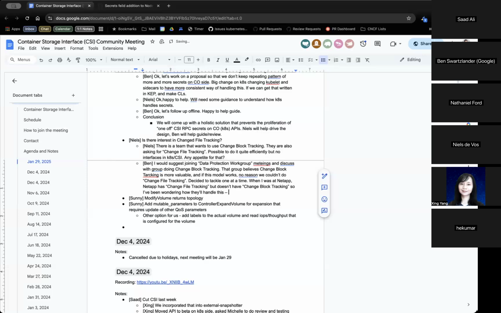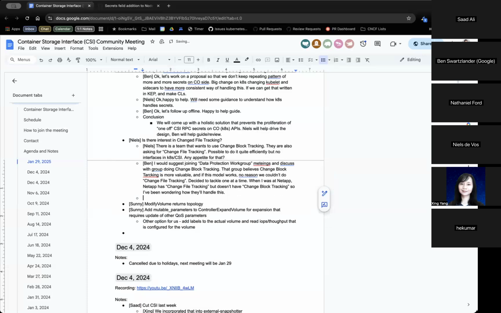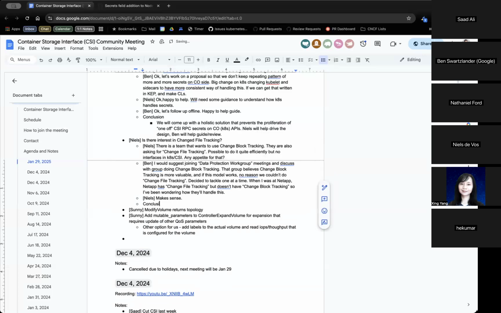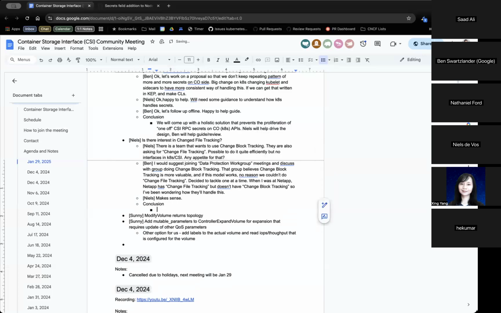No, exactly. So ZFS can do file tracking and ABD can do block tracking. Block tracking is something that we have now mostly. So the next thing is file tracking. Okay, good. Thanks for the feedback. I think the right way to proceed is as an addendum to the change block tracking proposal, and the right group is the data protection working group. Come to those meetings and talk to those folks and see how much help we can get to push that forward. I'll do that. Thanks.